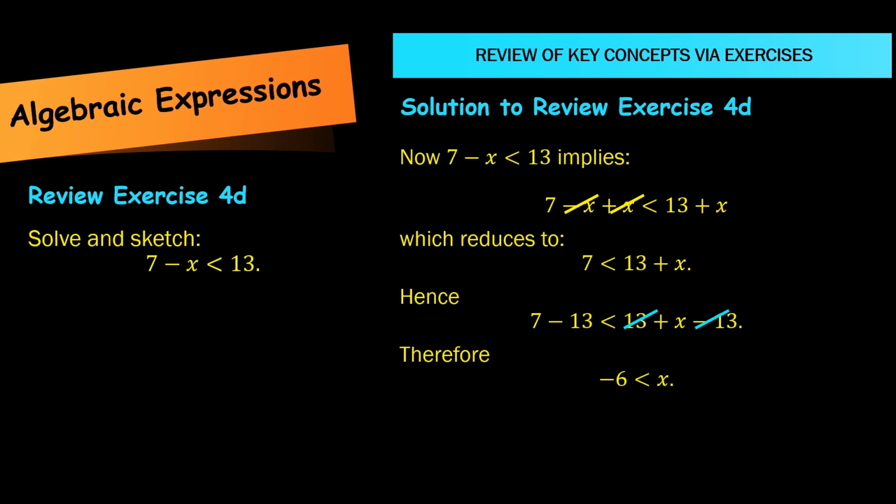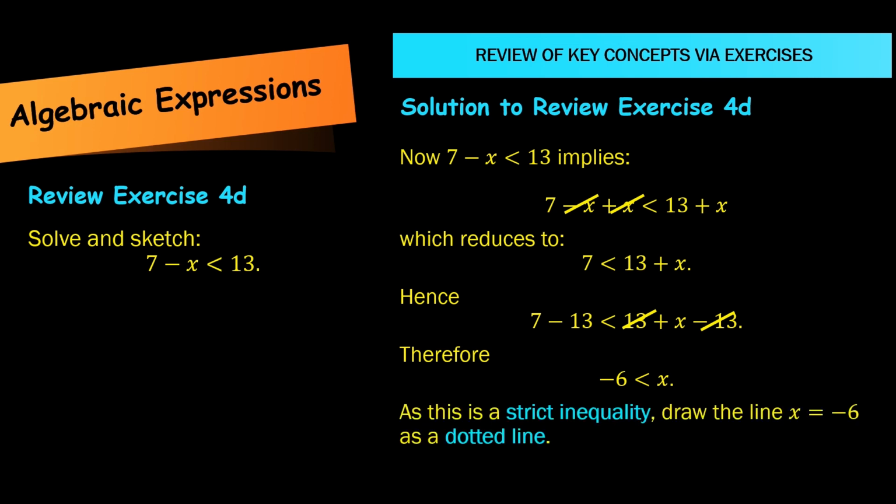Now, as this is a strict inequality, we draw the line x equals minus 6 as a dotted line. So the region x greater than minus 6 is to the right of this line.